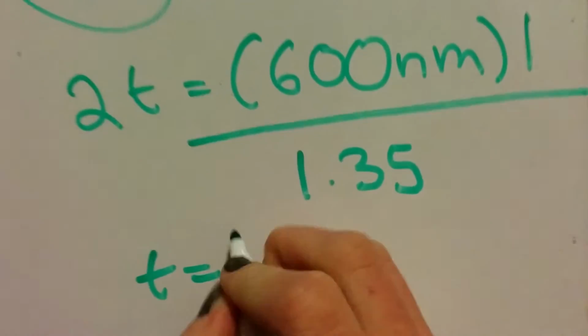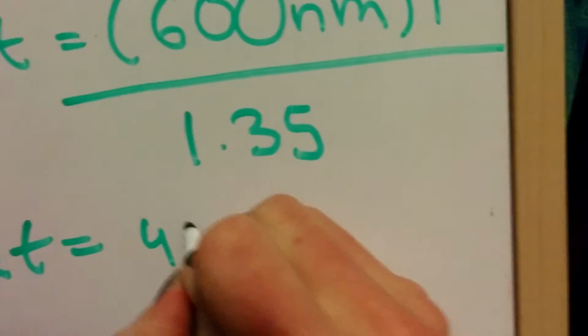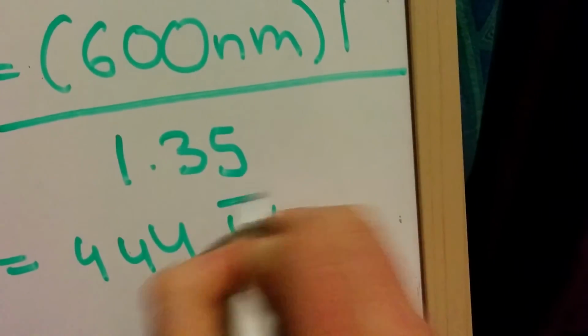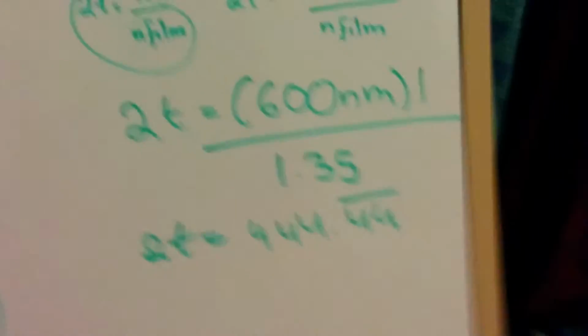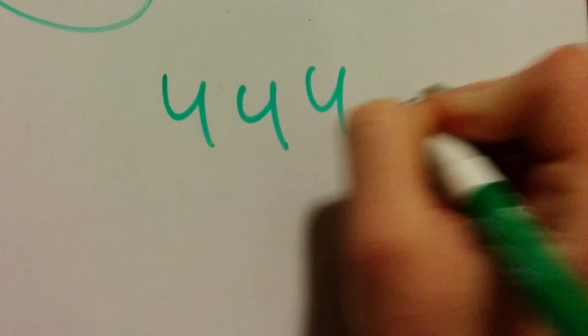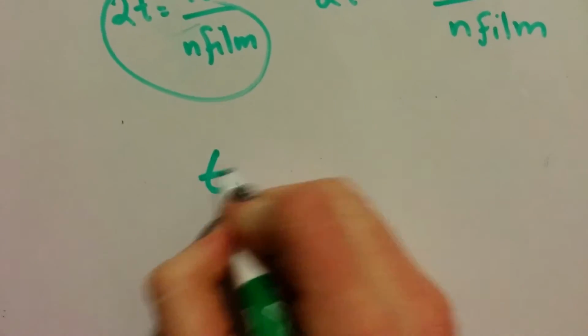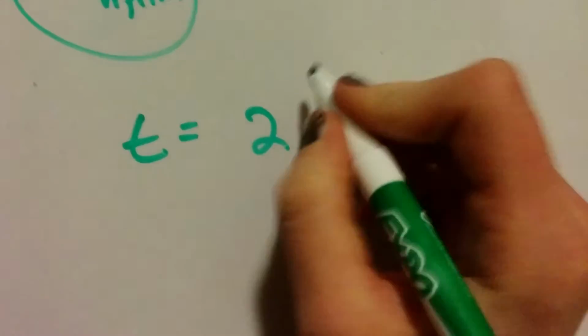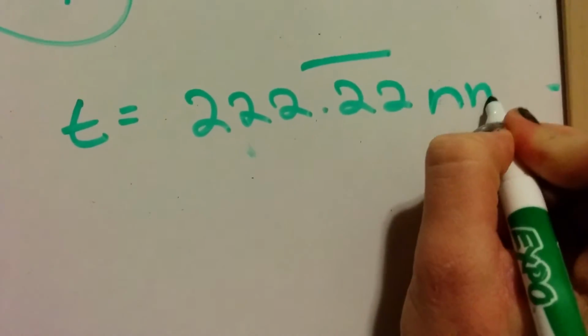The thickness we get from this, the answer from this is 444.44, and those decimals go on infinitely, at least on my calculator. And then when we do all the calculations, we divide 444.44 by 2. The thickness we get is 222.22. That again goes on infinitely in nanometers.